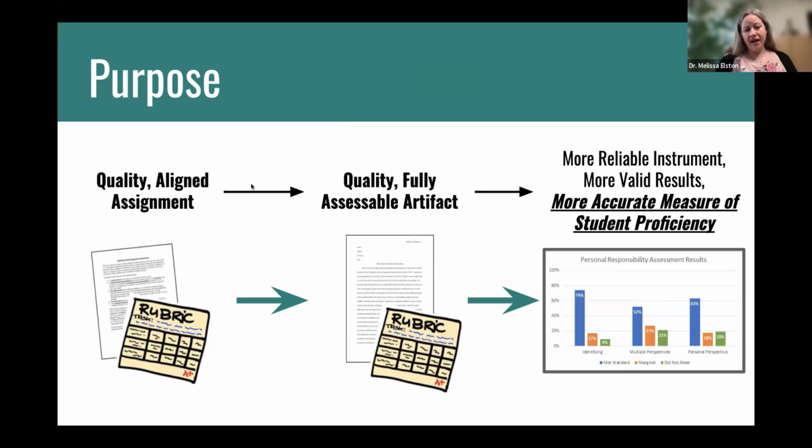If the assignment's aligned, then the artifact becomes aligned as well, and it's fully accessible. We can check for all the things that are there on that rubric. This leads to more reliable, more valid, and more accurate measures of student proficiency. So that's the theory. It works pretty well in my experience. And so where we are in this cycle is we're at the very beginning. We are trying to get those quality aligned assessments.